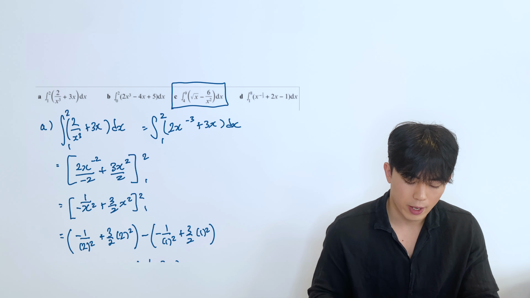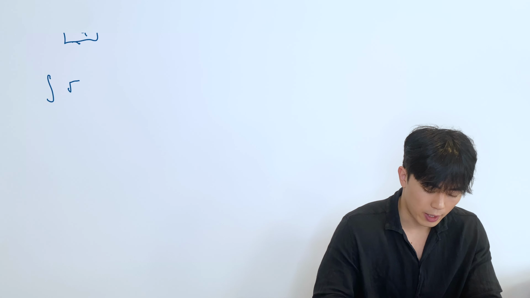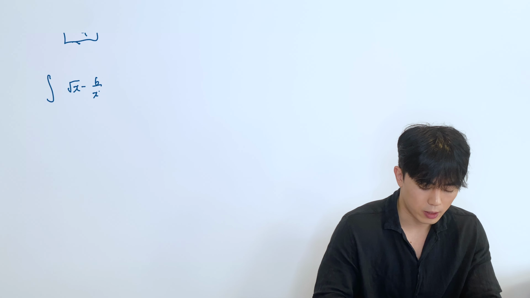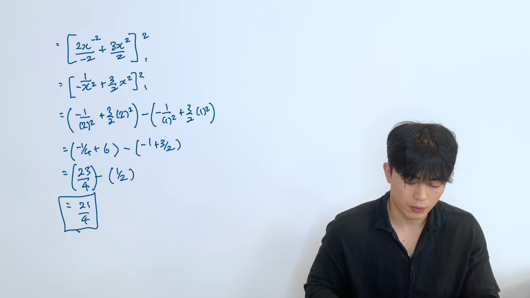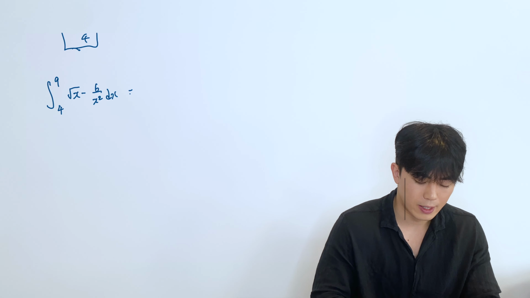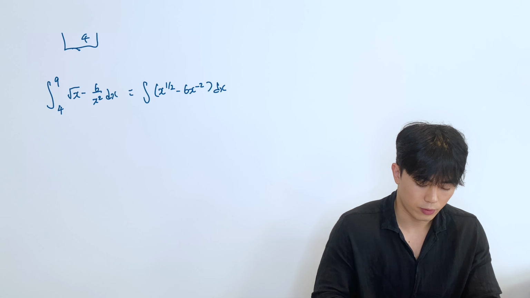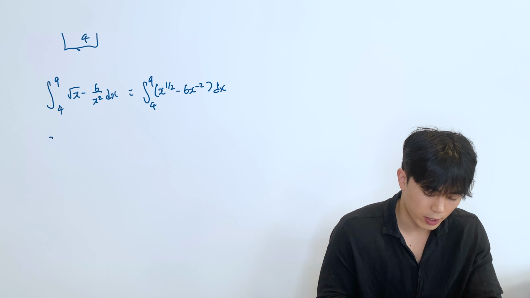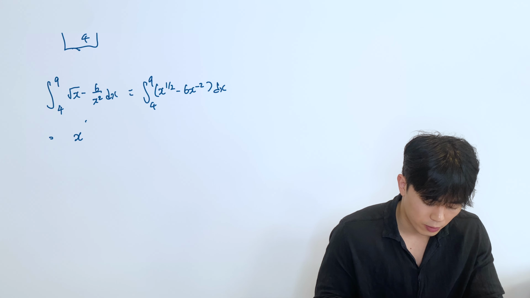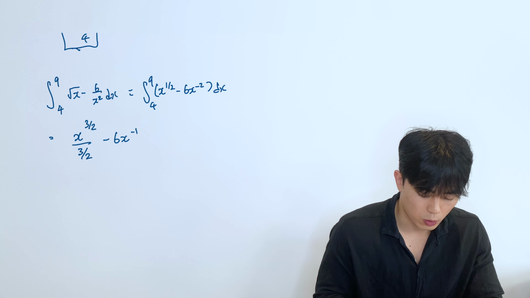So we're integrating root x minus 6 over x squared dx, and the limits are from 4 to 9. I'm going to write it in this form so it's easier for me to integrate. So this is x to the half minus 6x to the power minus 2 dx, 4 to 9. Now I can go about integrating it. So this is going to be x to the power 3 over 2 over 3 over 2 minus 6x to the power minus 1 over minus 1.